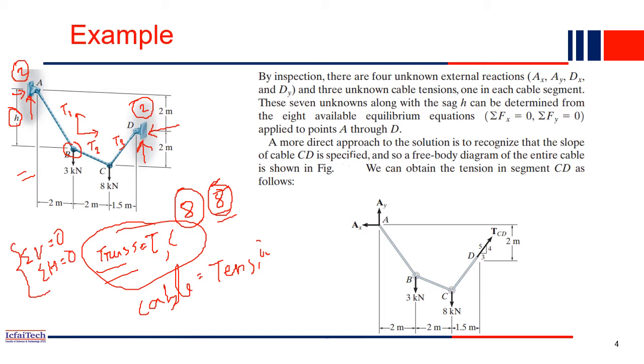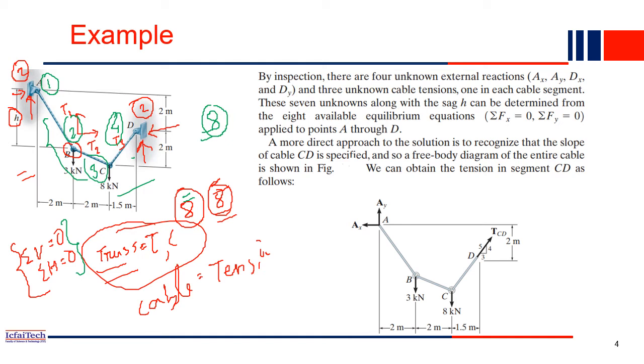So how many joints are there in this structure? Joint 1, joint 2, third joint and fourth joint, right? So we have a total of 4 joints, and each joint will have two equilibrium equations. So a total of 8 equilibrium equations we can write from this tension structure, and we have 8 unknowns. So easily we can compute all the values.